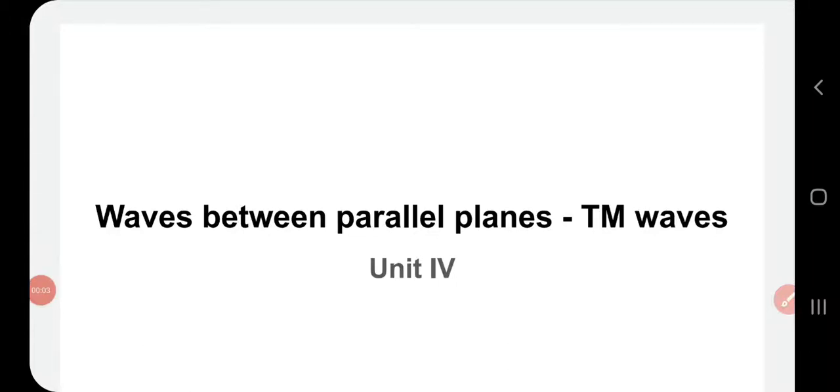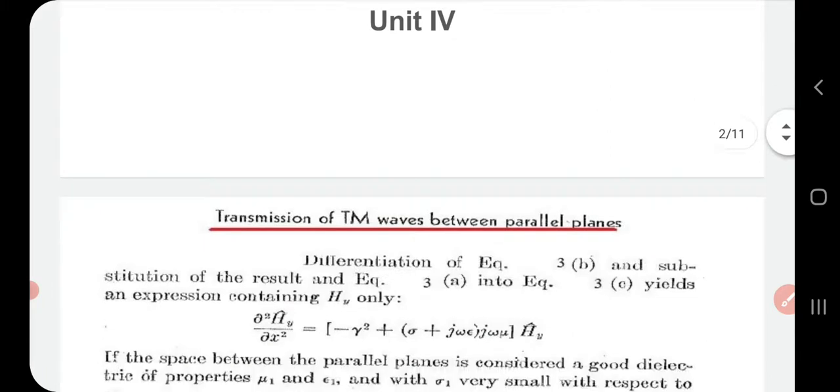Now this class is on the waves between parallel planes, about TM waves. That is, here we are going to see the various equations corresponding to the propagation of TM waves, that is transverse magnetic waves between parallel planes.